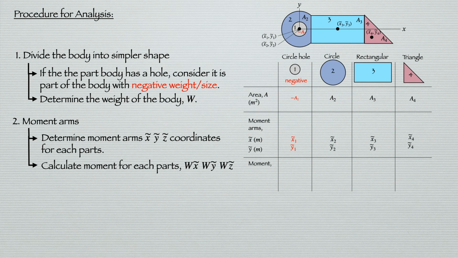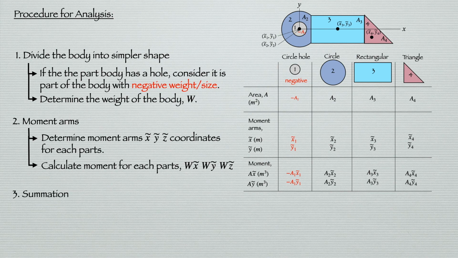Next, we calculate the moment for each part, which is equivalent to the area A, in this case, times the moment arms. For the circle hole 1, we have minus A1X1 and minus A1Y1 for each direction, the X direction and Y direction. Similarly for the other parts, we have AX and AY. For the rectangular 3, we have A3X3, A3Y3, and for the triangle we have A4X4 and A4Y4. So we are done with the second step, the moment arms.